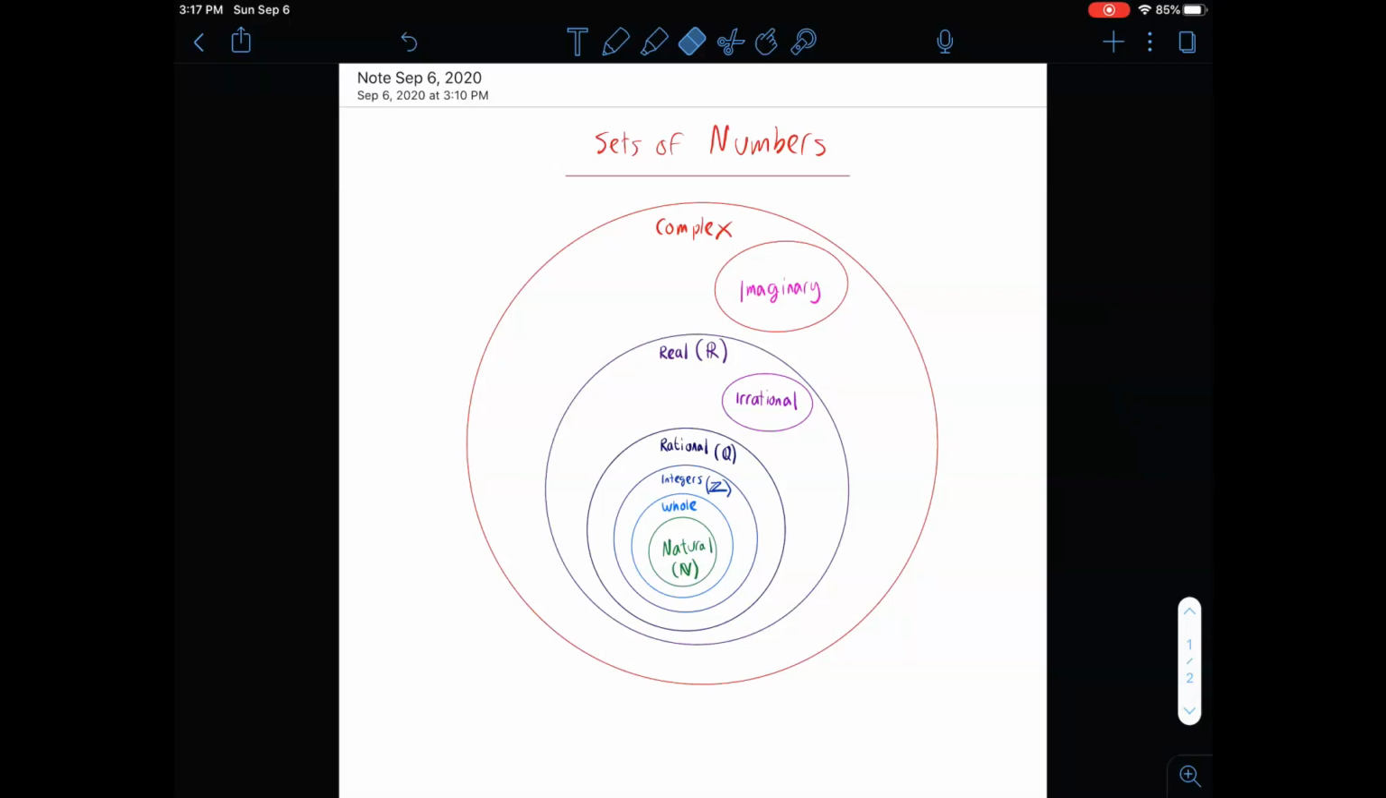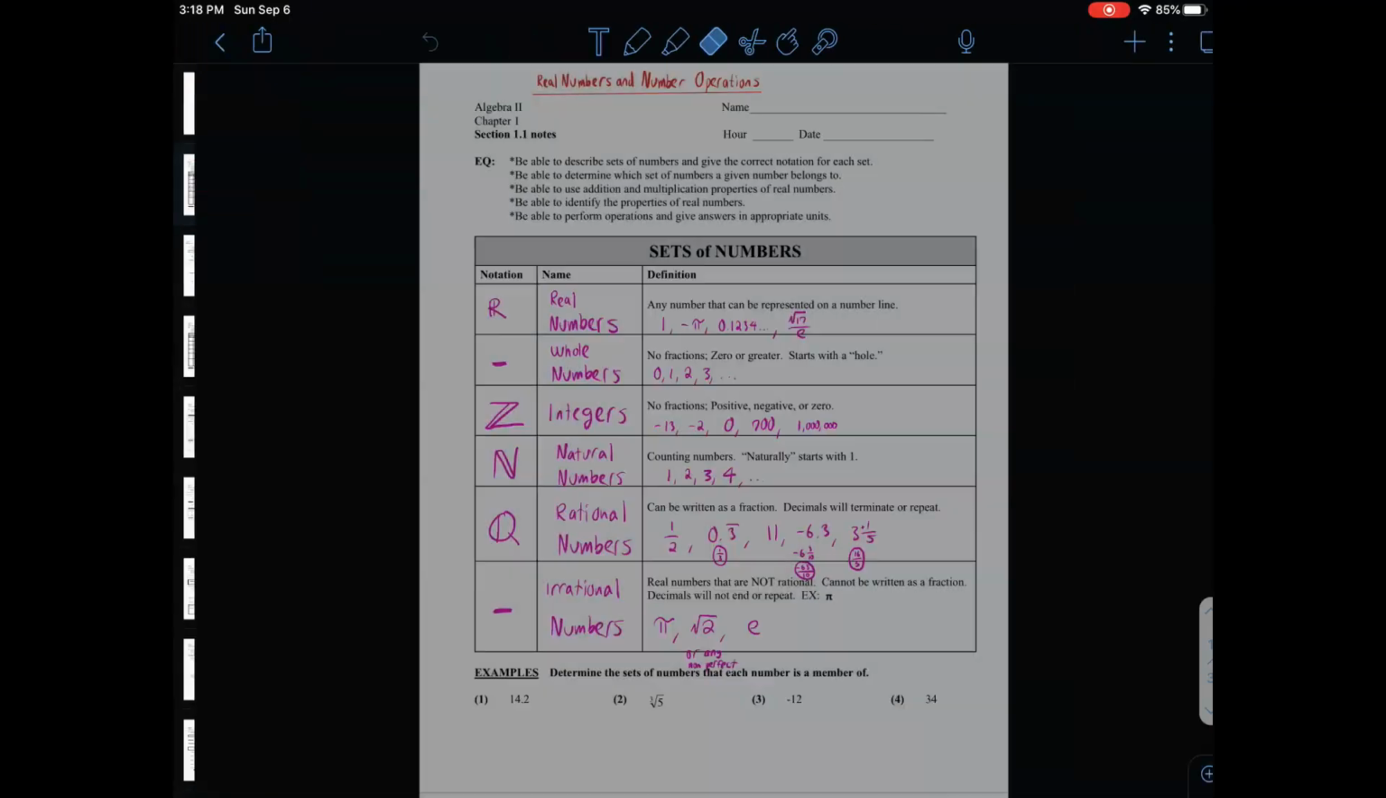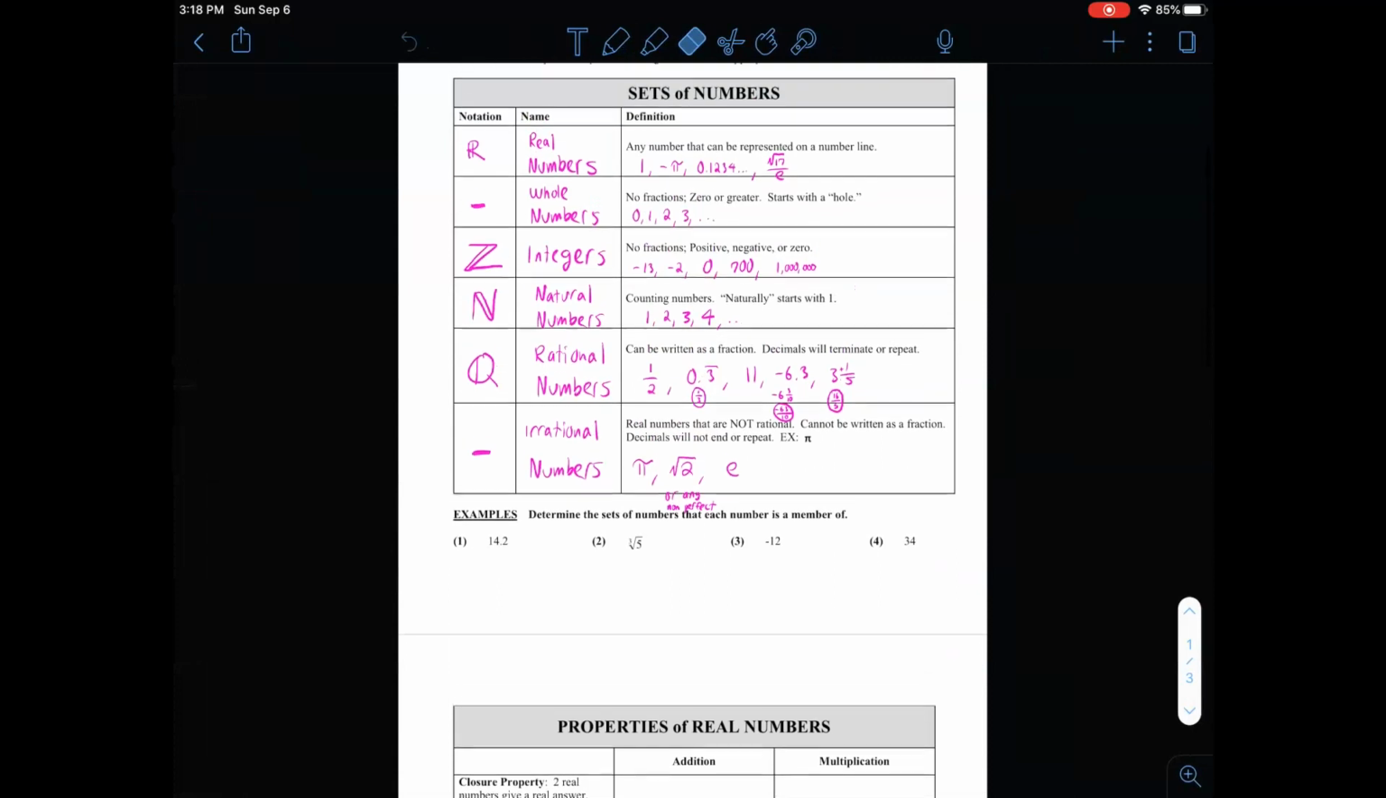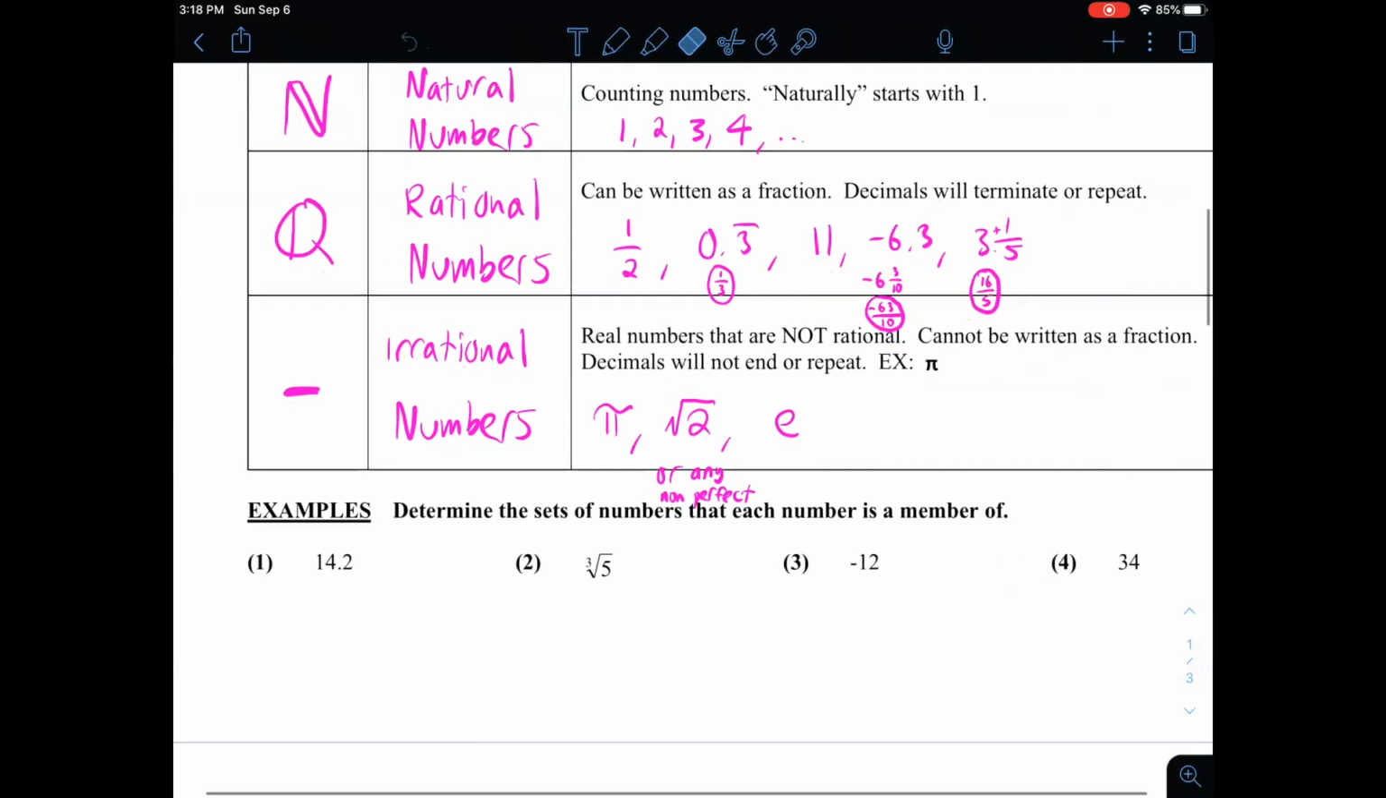So let's go back to the actual lesson now. I want you to pause the video and go ahead and try to do 1, 2, 3, and 4. Try to figure out which sets of numbers each number is a member of, okay? So find its most specific name, and then figure out all the sets that it belongs to. Pause the video and try that.